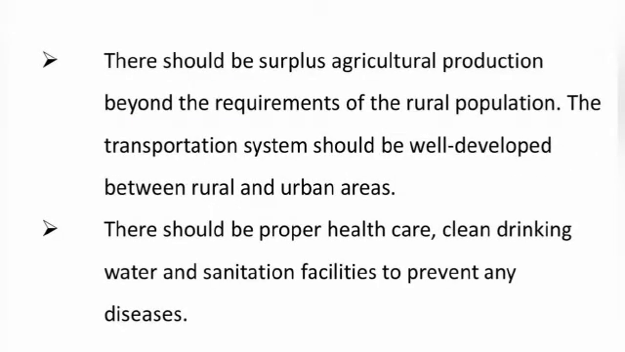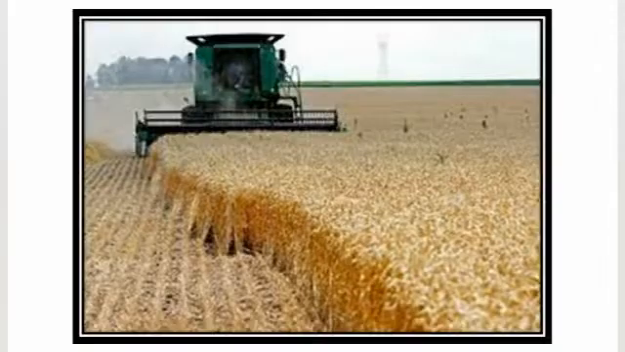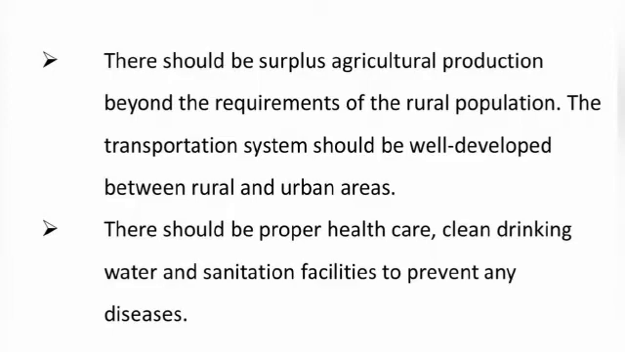Now, the first way to deal with such a situation is to go for surplus agricultural production. So, if there's more agricultural production, then if there is famine, lack of food supply, then agricultural production can be distributed. Excess food can be distributed to people who are in need, and this can help in stopping the problem of starvation and death. So, this can be handled in this way.